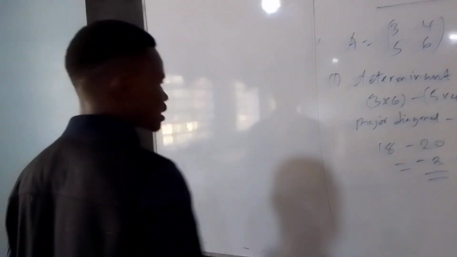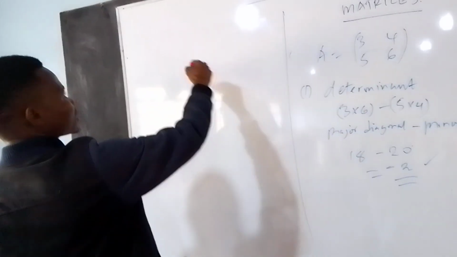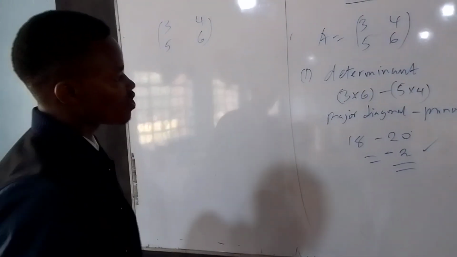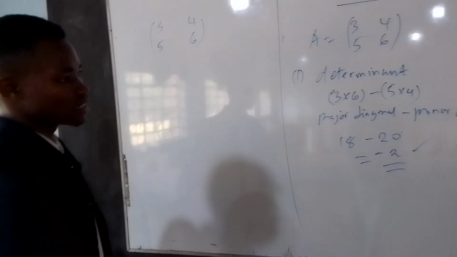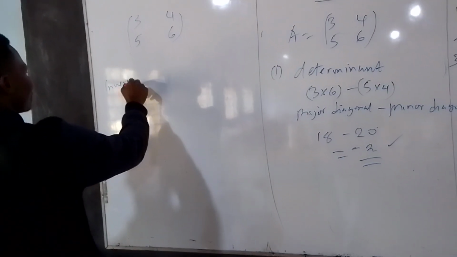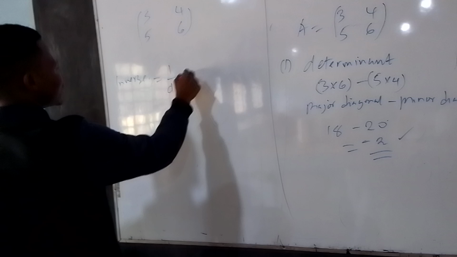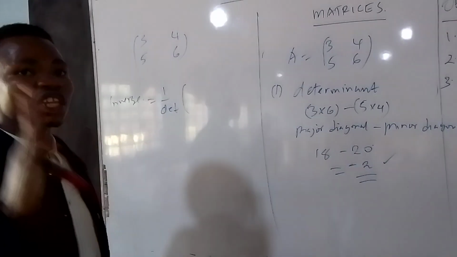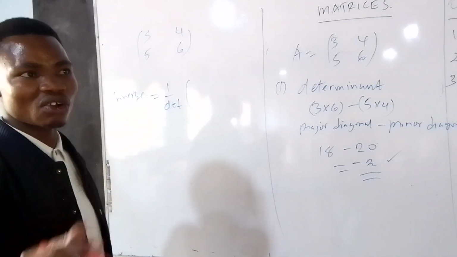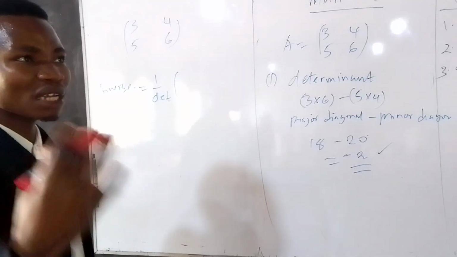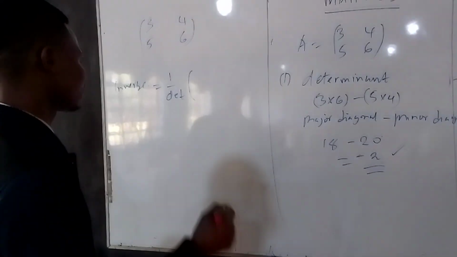Inverse of a matrix. Now, in this case, we are given matrix 3, 4, 5, and 6. Then somebody tells you, find the inverse. The inverse of a matrix is equal to 1 all over determinant into, then you interchange the values of the major diagonal. Then the values in the minor diagonal, you negate them. You will make them negative.